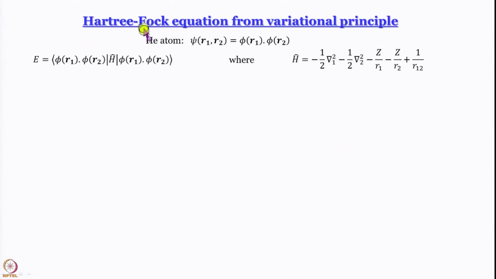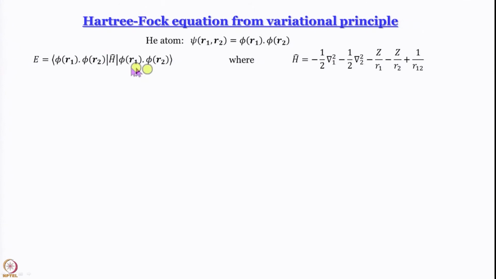What is the first term? Integral phi(r1) phi(r2), left multiplying minus half del 1 square, operating on phi(r1) phi(r2). What happens when this minus half del 1 square operates on the product phi(r1) phi(r2)? Phi(r2) is not a function of r1. So as far as this del 1 square is concerned, it is just a constant. So it would come out, and minus half del 1 square would operate on phi(r1) to yield the kinetic energy.